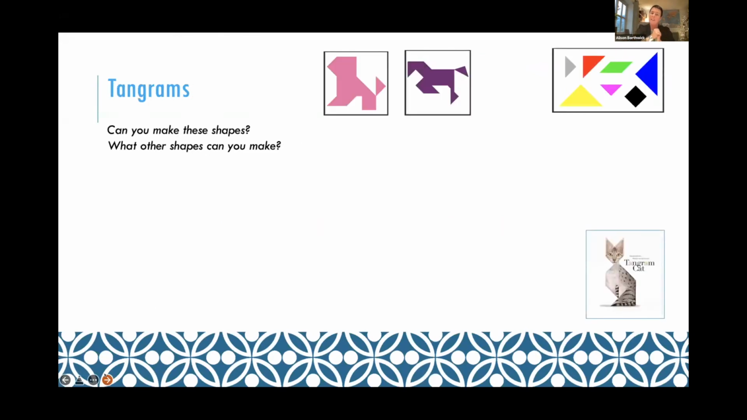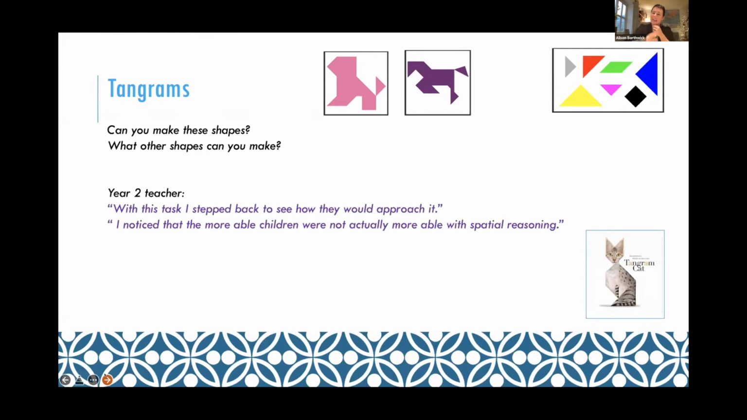The other one that the teachers absolutely loved was tangrams. And again, we've got some tangrams on the screen and we were like, well, what can you make? And one of the Year 2 teachers said, actually, what I did is I stepped back and I just thought I'd see how they'd approach it. And she said, I've never done that before. I'm kind of always in there. I'm always teaching. But she said, what I noticed was that the more able children, as she was tagging them, were actually not more able with spatial reasoning.